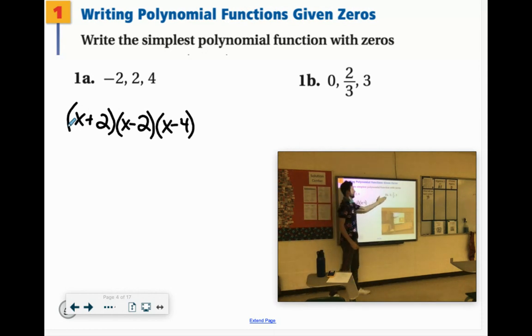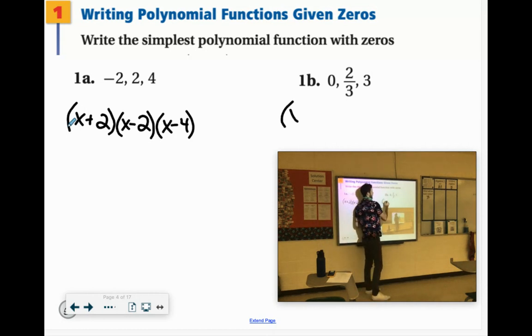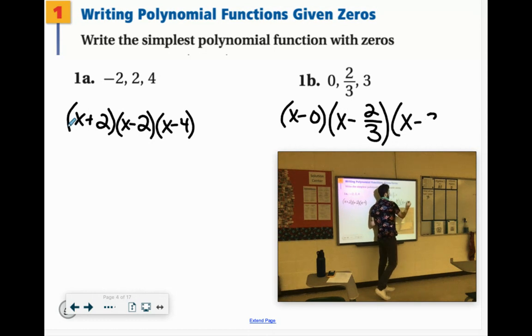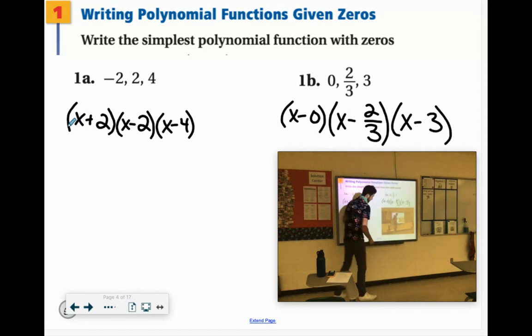So same thing here. And x is 0, so you could write x minus 0. And x is 2/3, so you could write x minus 2/3. And then x is 3, so you could write that as x minus 3. Multiply these together, and you're done.